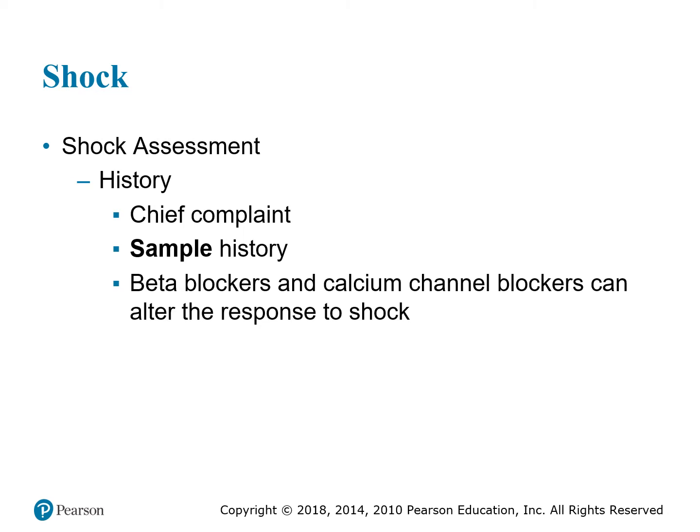A key takeaway from this slide is that if you do a thorough history, you might figure out from your SAMPLE that your patient takes certain medications. We're going to highlight here that beta blockers and calcium channel blockers can alter the patient's response to shock. These drugs typically act on the heart, where they may lower the heart rate in order to lower and manage the patient's blood pressure. And if the patient has any of these medications in their system, then their body might not be able to compensate as well. So you might not see typical signs of increased heart rate if they're taking a beta blocker, for example.